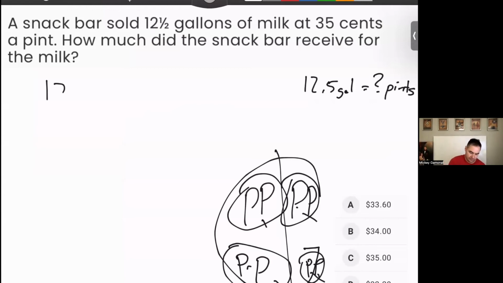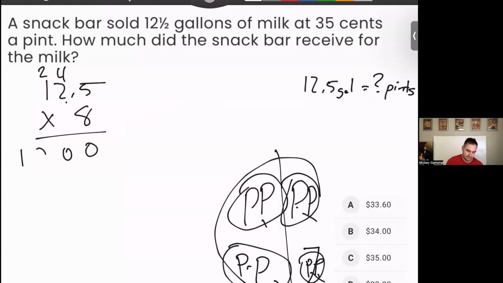So I'll do 12.5 times 8. And if you want, you could do it with the decimal. That's not that big of a deal. Half of 8 is 4, so you can kind of do that in your head anyway. But 5 times 8 is 40. 8 times 2 is 16, plus 4 is 20. 8 times 1 is 8, plus 2 is 10. And altogether, you're like, wait, that's 1,000. But there's a decimal there. So anytime there's a decimal in the question, you have to make sure to put that decimal in your answer as well. So 100 pints sold.